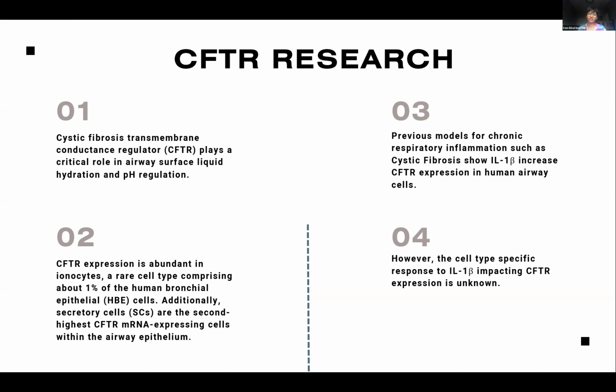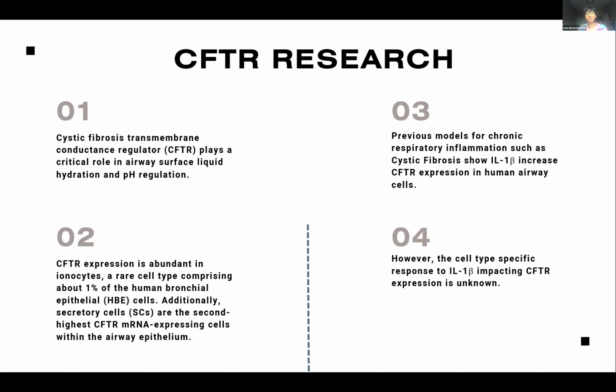It's been previously identified that ionocytes, a rare cell type making up just 1% of human bronchial epithelial cells, contribute a significant portion of CFTR. However, there are also secretory or goblet cells which do express CFTR. That is what our lab is studying: to see what other cell types besides ionocytes are also responsible for CFTR expression, which could play a role in understanding how CF really functions.